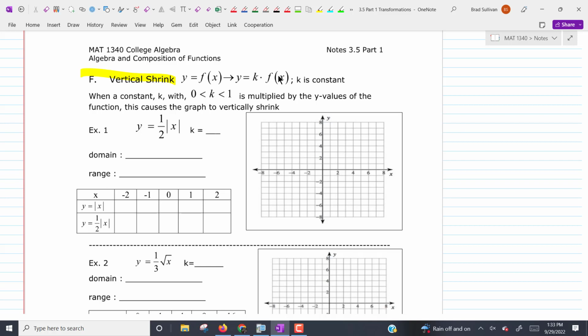Like 2, 3, they were bigger than 1, right? And you multiply it by a number bigger than 1, something gets bigger. What happens to a number if you multiply it by a half? Does it get bigger or smaller? It gets smaller. You cut something in half, it gets smaller. That's what causes these things to shrink.